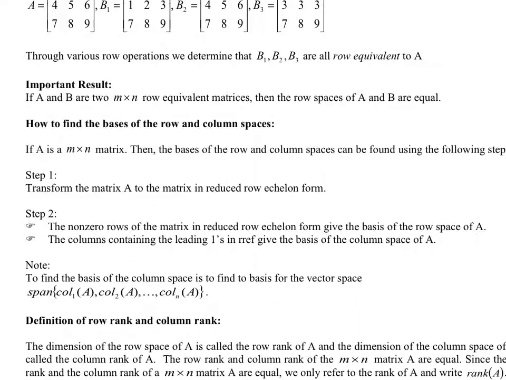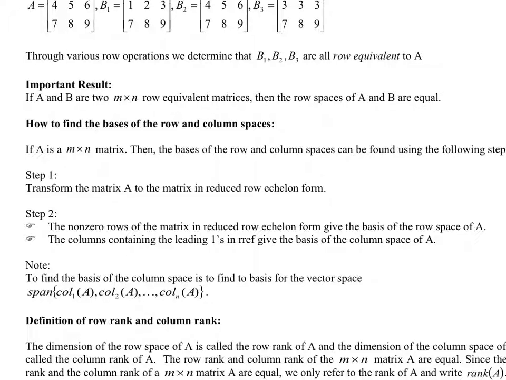So if A and B are two m by n row equivalent matrices, then the row spaces of A and B are equal, all right? So what we want to do is find the bases, right, of row and column spaces, all right? So this is its process. It's not bad, and the first step in the process is something you're very familiar with, reduced row echelon form, so row reduction, all right?